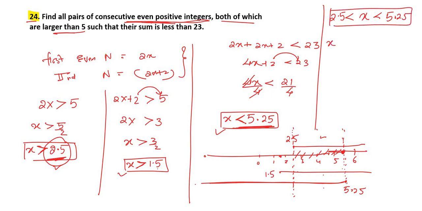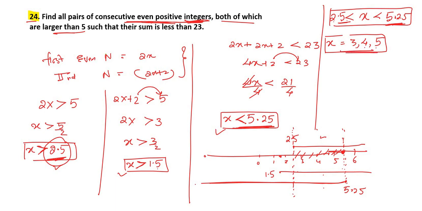Perfect. So what are the possible values of x? But it should be an integer also, because we need consecutive even positive integers. So we should take x as an integer. Let me take 3, maybe 4, maybe 5. We cannot take 6, because 6 will be more than 5.25. We cannot take 2, because 2 will be less than 2.5. The only possible numbers which are bigger than 2.5 but less than 5.25 are 3, 4, 5.